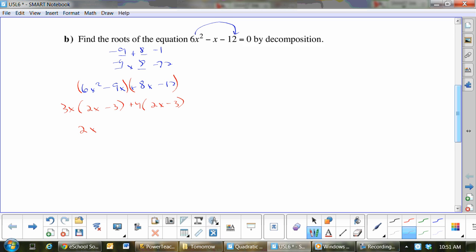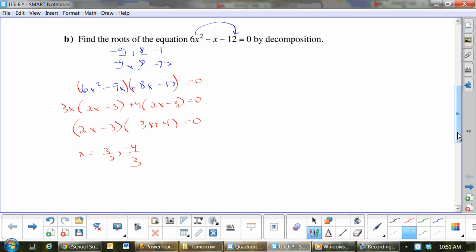So I have 2x minus 3, and 3x plus 4, and now this always equals 0. So that's 2x minus 3 equals 0 and 3x plus 4 equals 0. So what does x equal? 3 over 2 and -4 over 3. Okay? You guys remember doing these? Some of you guys even sound a little rough doing it right now.